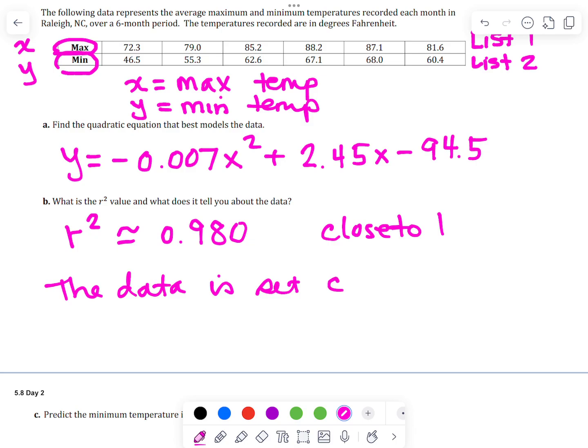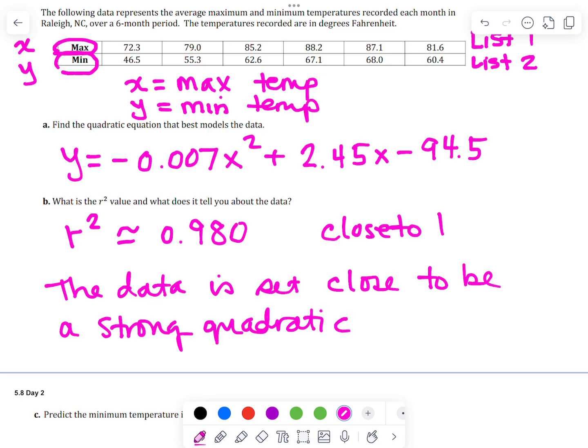So what that tells us is that this data set is close to being a strong quadratic model. If that r value was exactly 1, then it would make a perfect quadratic model.